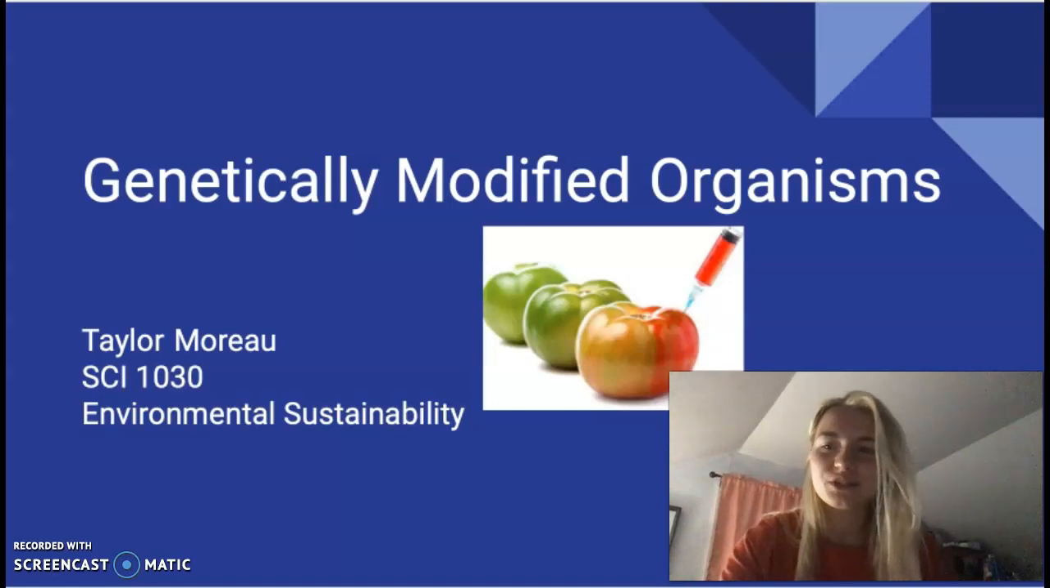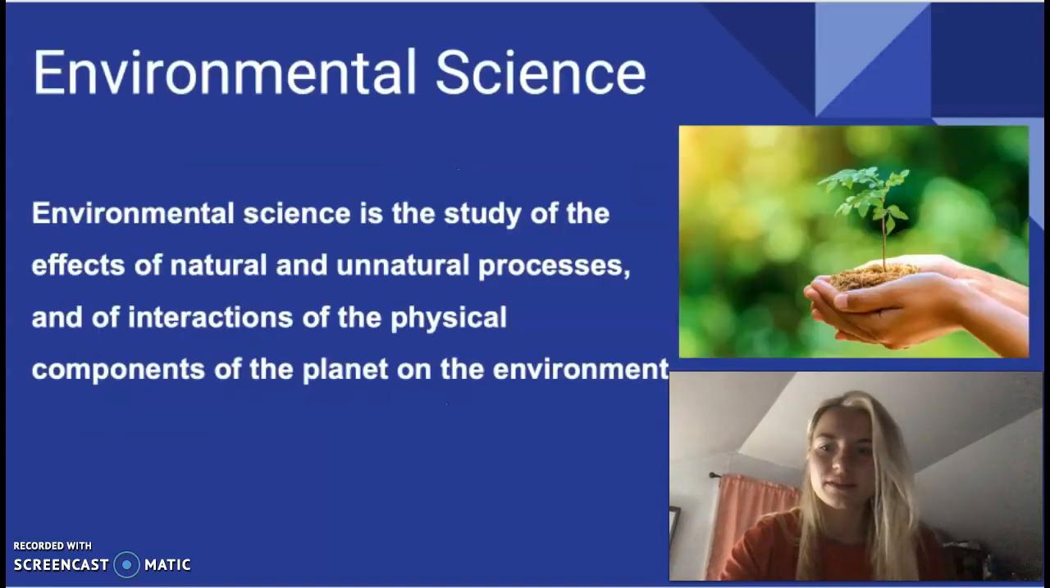Hi, so I'm going to introduce the issue of genetically modified organisms, why this issue came about, and how we as humans use this to address that issue. So, to start, environmental science is a study of effects of natural and unnatural processes and of interactions of the physical components of the planet on the environment. So, therefore, in this case, we will be addressing genetically modified organisms' purpose in our environment.